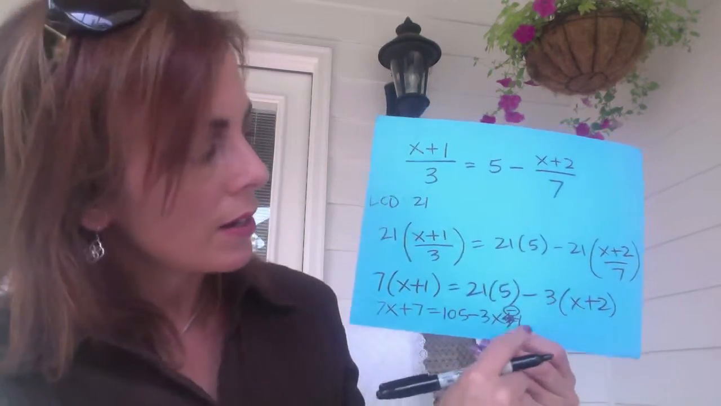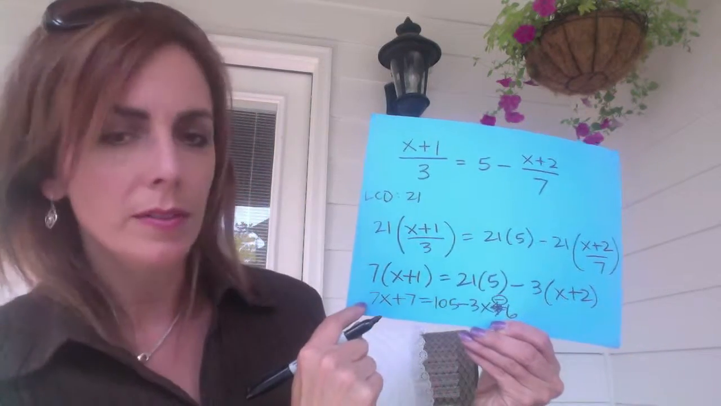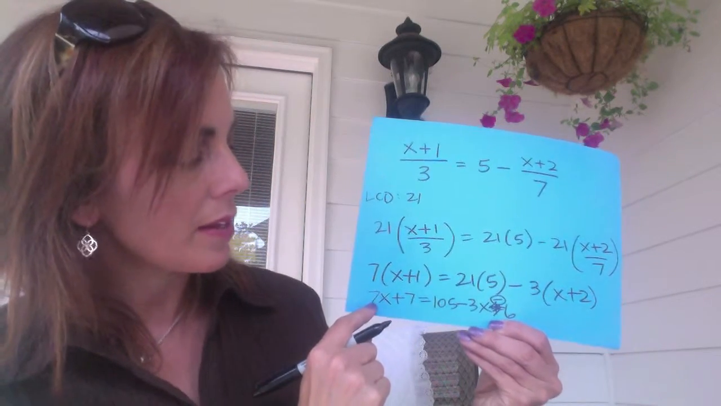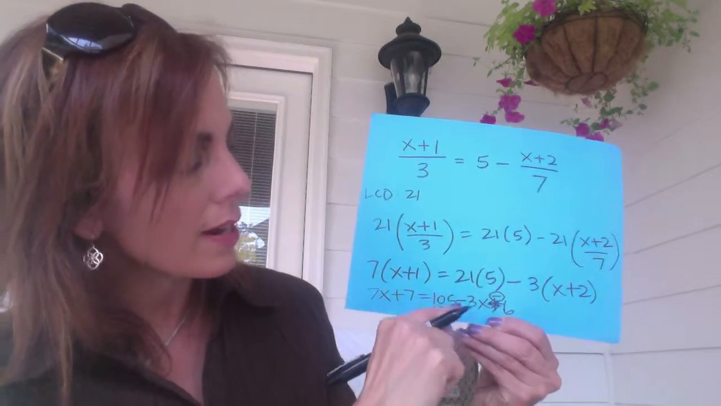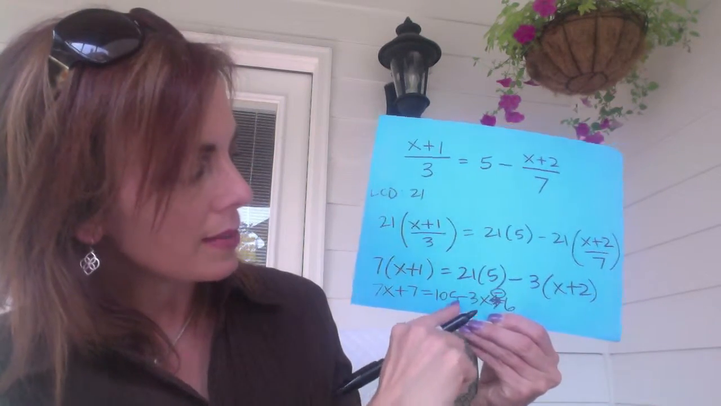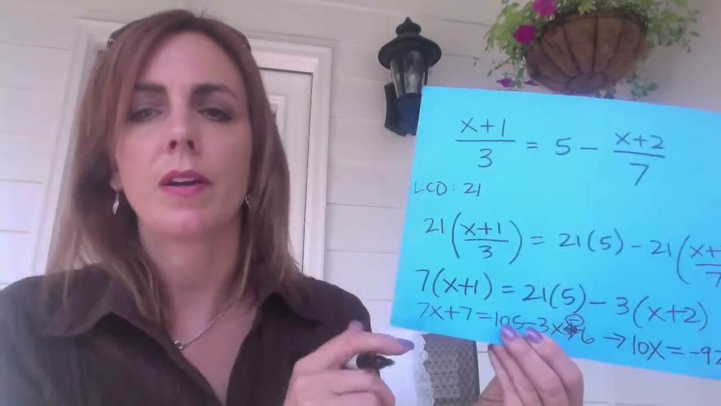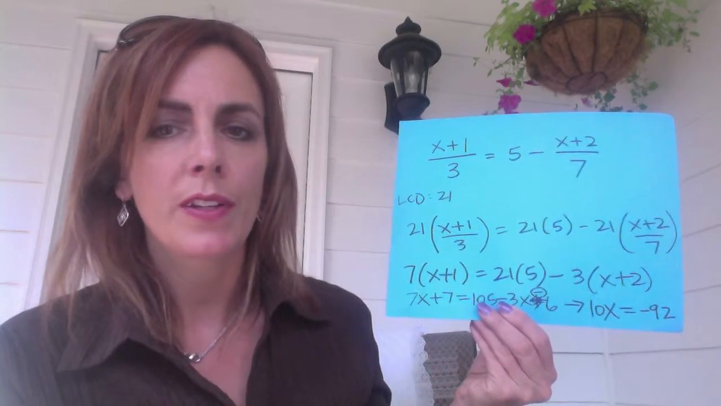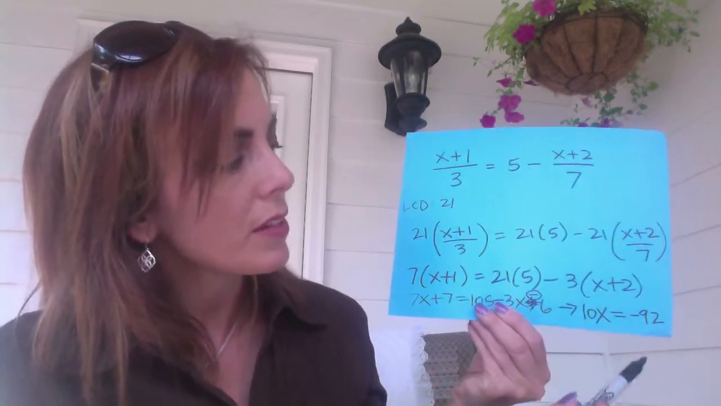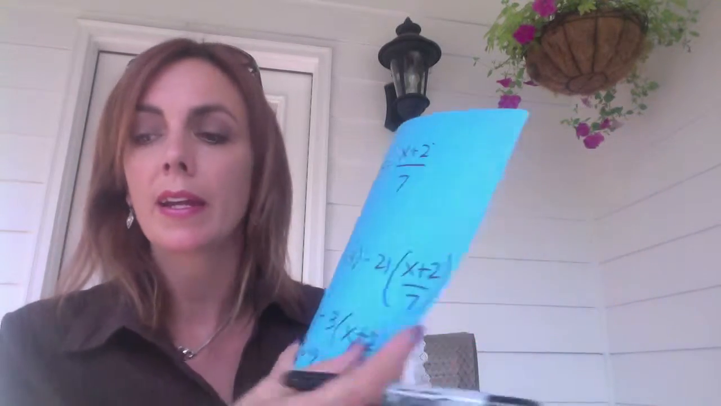So let's take our negative 3x, bring it over here. We're going to add it, and we'll end up with a 10x over here. Then we're going to take this 7 and bring it to this side. So we're going to subtract 7, and we've got a positive 105 and a negative 6. We get 10x is equal to negative 92. We would finish this by just dividing both sides of the equation by 10, and x would equal negative 9.2.